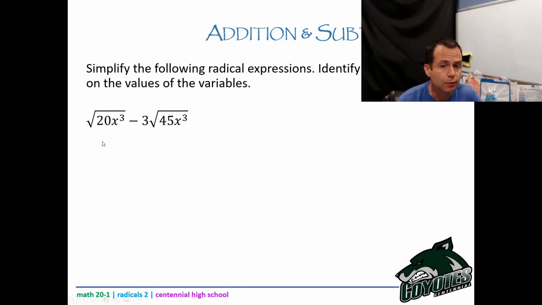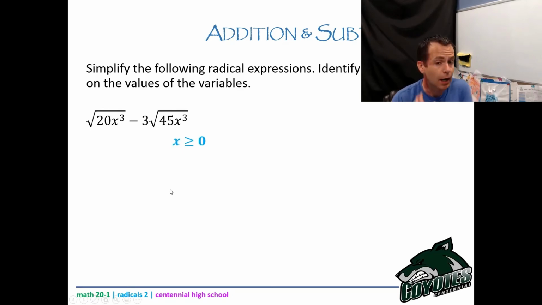So we've got the root of 20x cubed minus 3 times the root of 45x cubed. We're dealing with an even root index and an odd exponent. So right away that tells me, okay, x can't be anything I want. x has to be greater than or equal to 0. So I need to state that in the question. x is greater than or equal to 0.